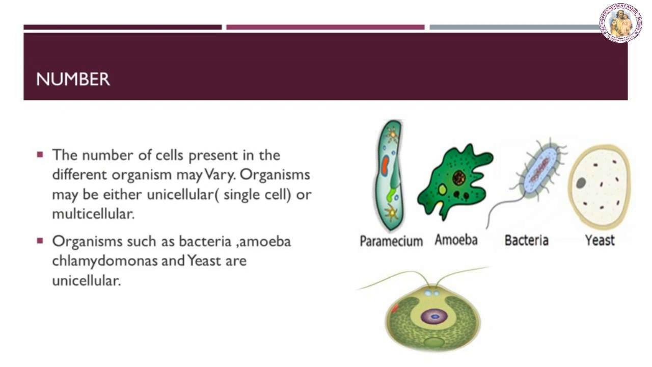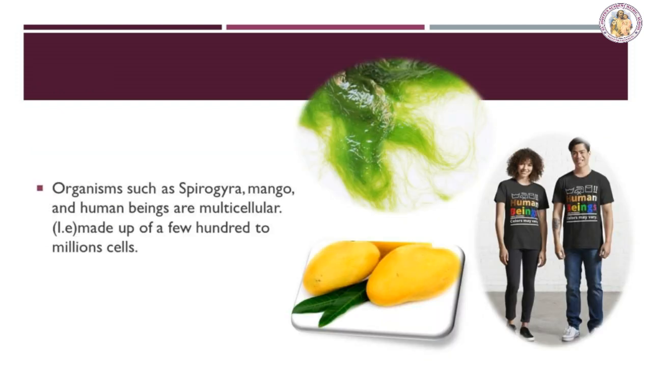Number of cells. The number of cells present in different organisms may vary. Organisms may be either unicellular, that is single cell, or multicellular. Organisms such as bacteria, amoeba, chlamydomonas, yeast, and paramecium are unicellular, that is single-celled organisms. On the other hand, organisms such as Spirogyra, mango, and human beings are multicellular, that is made up of a few hundreds to millions of cells.